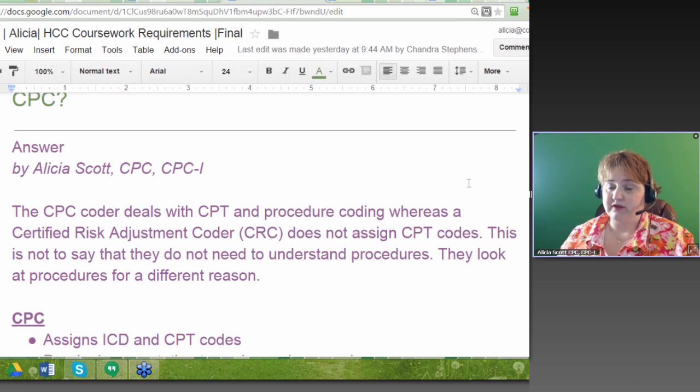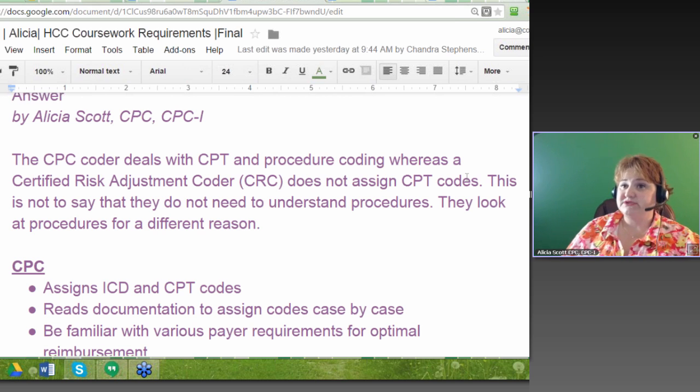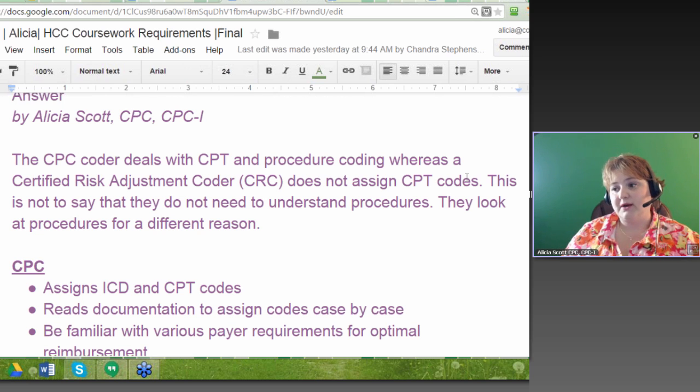There are a lot of people out there that have been working in this field for a long time that aren't CPCs or have other certifications, and you could just go take the CRC. The CPC coder deals with CPT and procedural codes, whereas a certified risk adjustment coder does not assign CPT codes. This is not to say that you don't need to understand procedures, because you do. They look at procedures for a different reason than somebody working in physician or inpatient work.